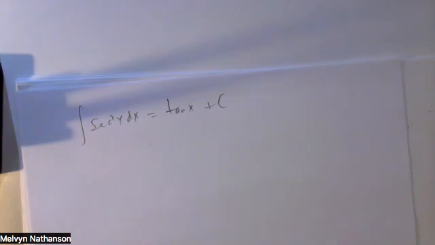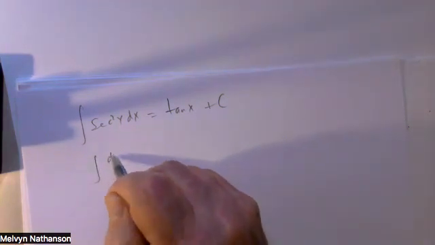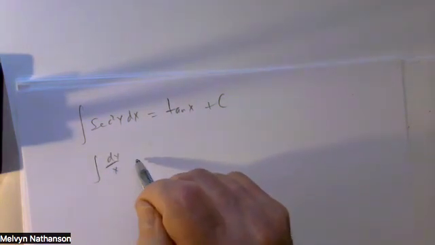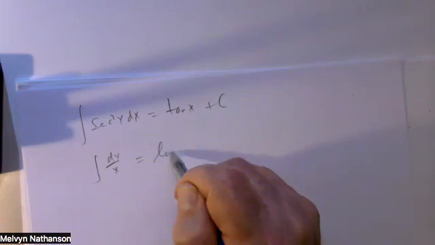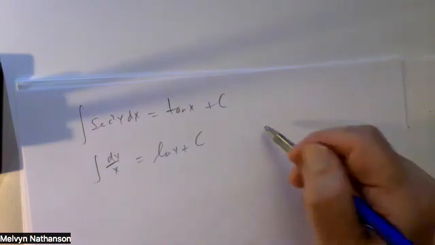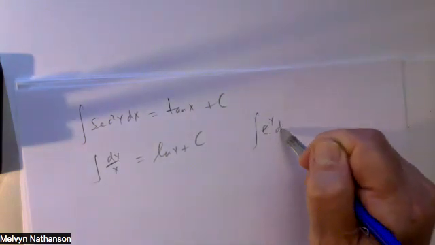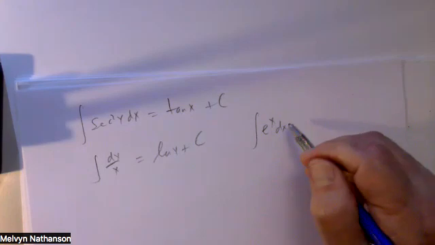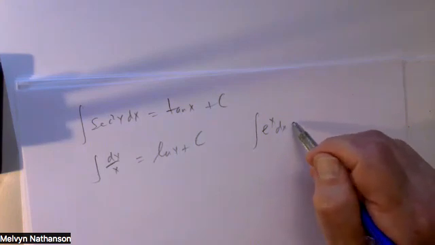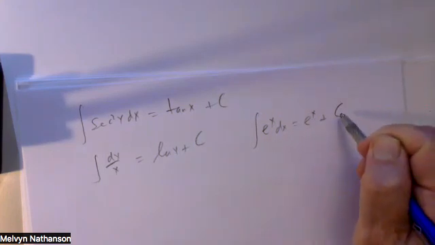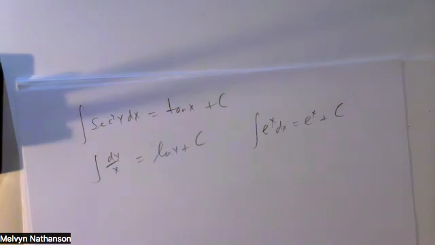And so on. The integral of 1 over x dx is log x plus a constant. The integral of e to the x dx, the derivative of e to the x is e to the x, so the integral of e to the x is also e to the x, plus, of course, any constant.